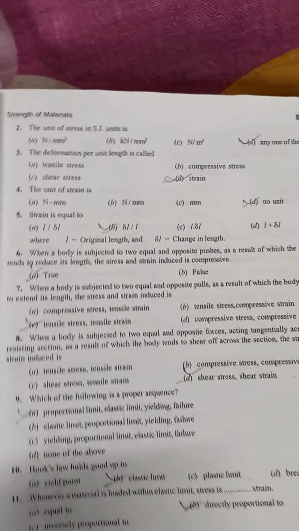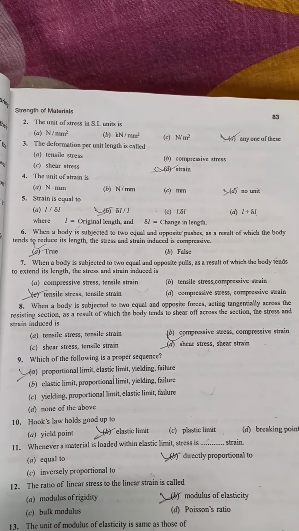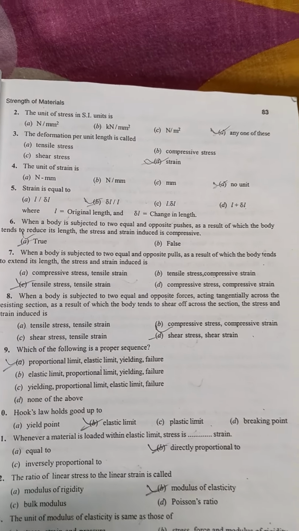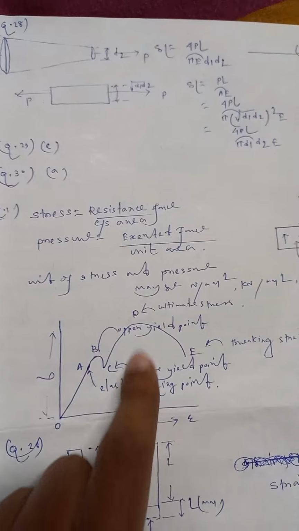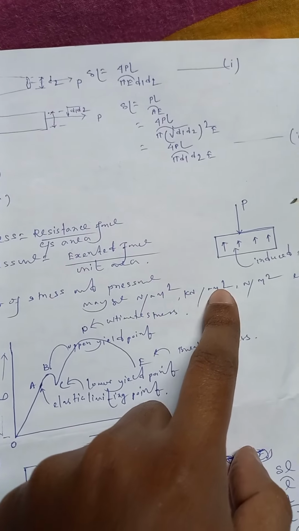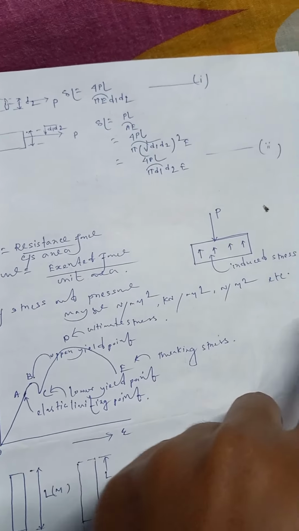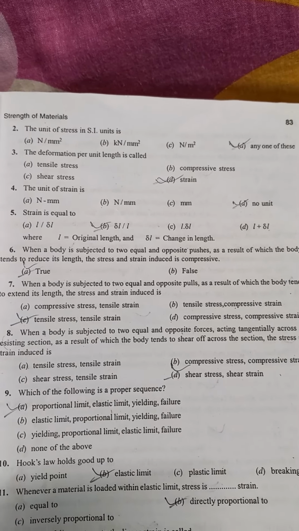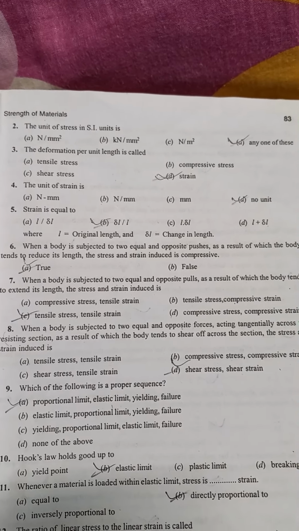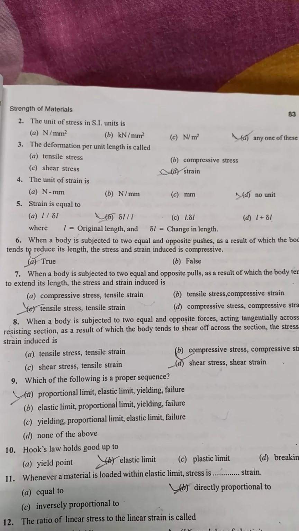Next question is question 2. The unit of stress in SI unit. The unit of stress in SI unit is force per unit area. So it may be Newton per millimeter square, kilonewton per millimeter square, Newton per meter square, etc. So options A, B, C all are correct. So D is the right answer, any one of these.